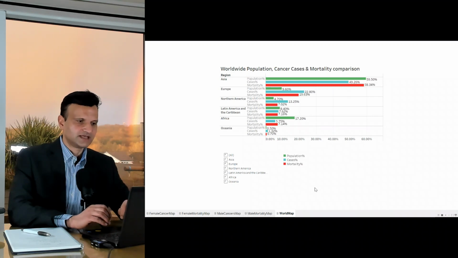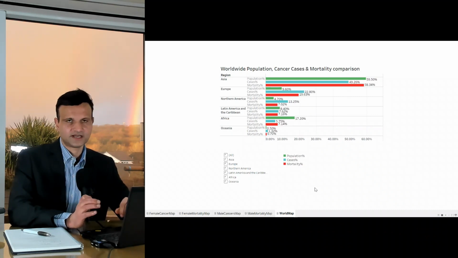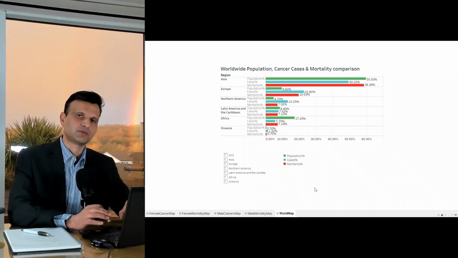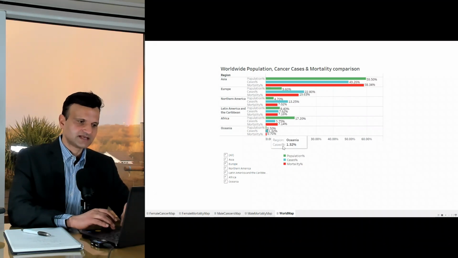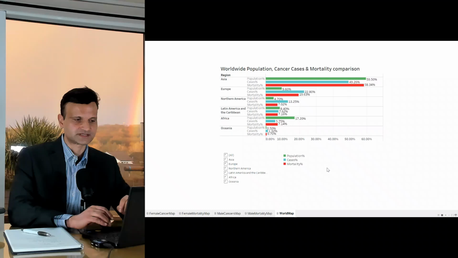Last but not least is Oceania. 0.50% of the world population lives in Oceania, in countries like Australia, New Zealand, and the small islands around them. But the cancer cases are 1.32% of the global cancer rate, and the mortality is 0.70%.